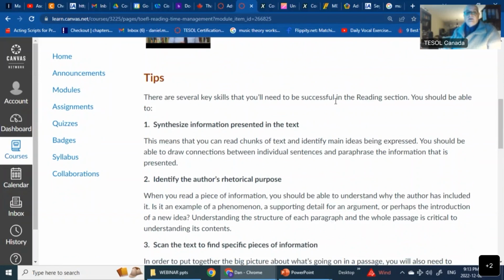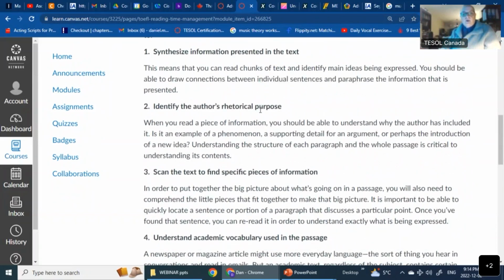There are several key skills that you'll need to be successful in the reading section. You should be able to synthesize information presented in the text, and doing that in your lesson plans is also a very important thing to be able to do. Synthesize it, scrunch it down to the smallest piece of information. You don't need to have long, extensive sentences to describe things that you can describe just in a few words. So synthesizing and reducing the quantity of information is crucial when you're organizing lesson plans.